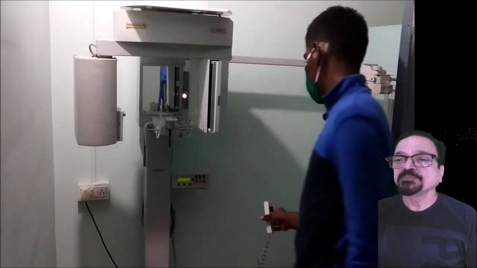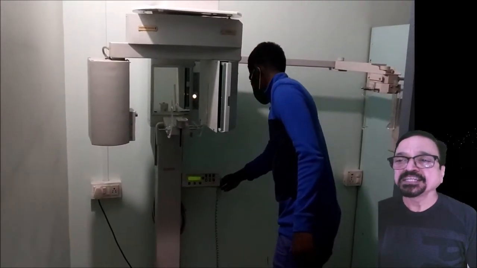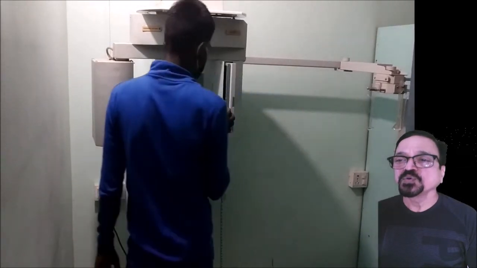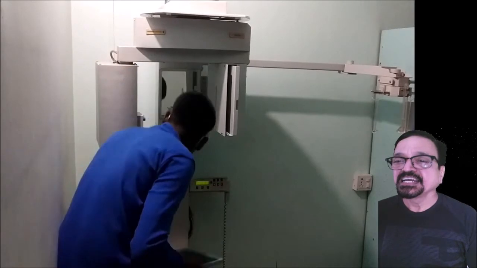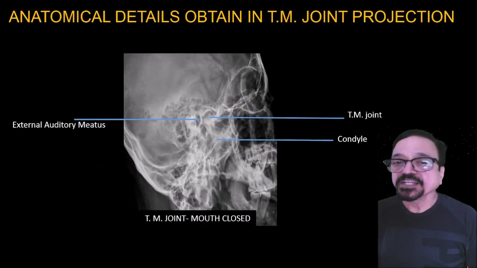At one, the patient opens the mouth, and in the second, the patient closes the mouth. The film goes to the processor, that is the reader. This is a CR film. What are the structures seen? External auditory meatus, then TM joint, condyle, and TM joint with mouth closed.